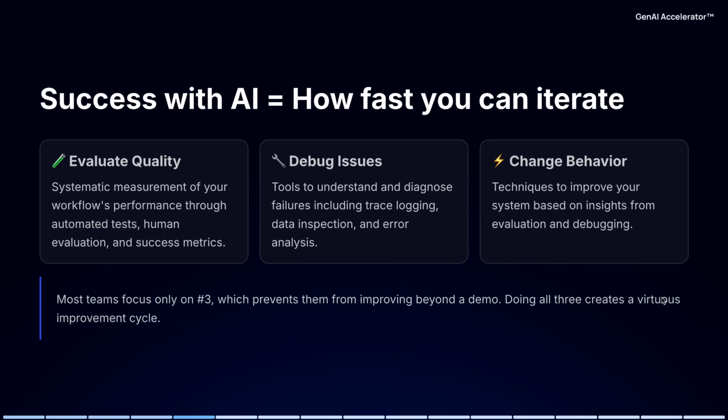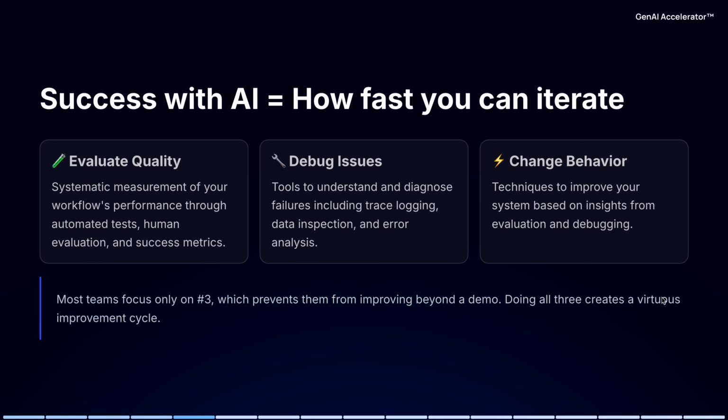So do you have some tools or some scripts that you can use to understand and diagnose failures, including trace logging, data inspections, and error analysis? Now, LangFuse is a big component that solves this middle part already for us. And then change behavior. So do you have techniques and do you understand your system well enough to improve your system based on insights from evaluation and debugging? So can you look at the data in LangFuse, spot when something goes wrong, and then understand how to adjust your workflow in order to solve that particular problem so it doesn't happen anymore in the future? So most teams only focus on number 3, which prevents them from improving beyond a demo.